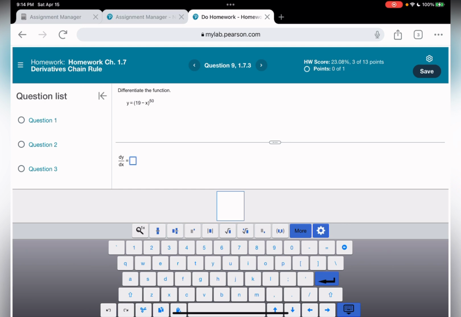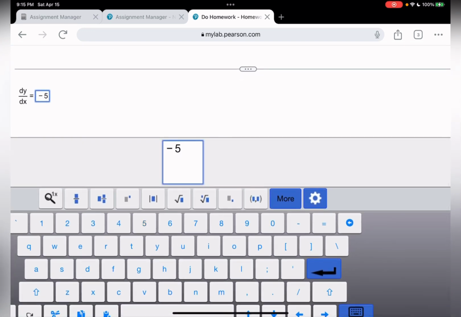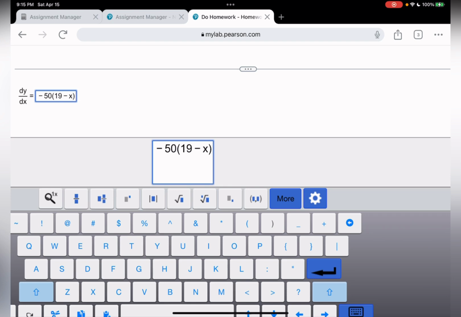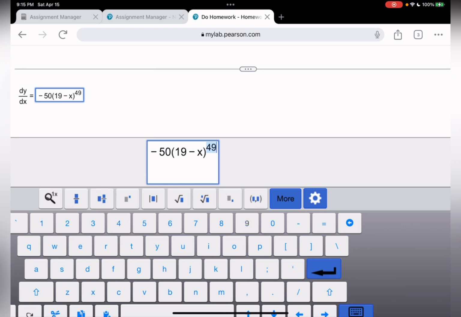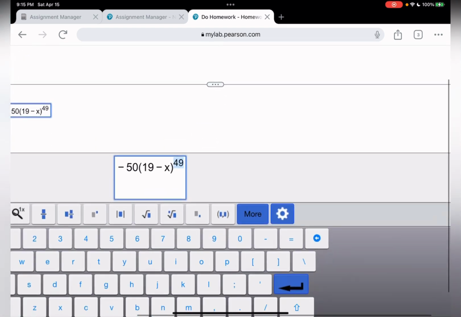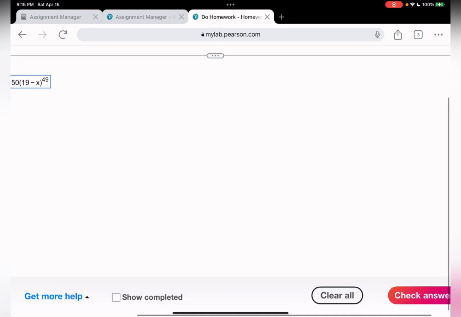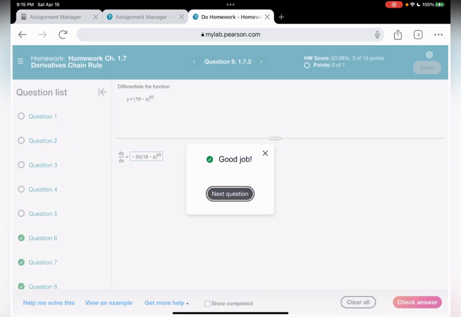So, negative 50, and then parentheses 19 minus x, closing parentheses, and raising to power 49. Okay, next question.